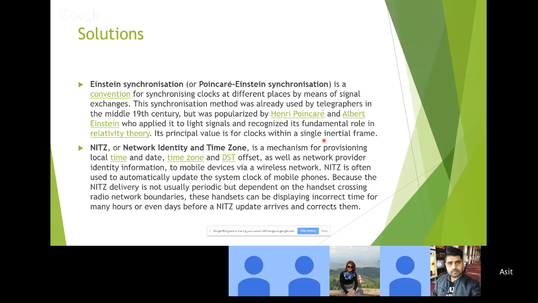Then the other one is NITZ, or network identity and time zone, which is a mechanism for provisioning local time and date, time zone, and DST offset, as well as network provider identity information to mobile devices via a wireless network. NITZ is often used to automatically update the system clock of mobile phones because the NITZ delivery is not usually periodic but depends on the handset crossing radio network boundaries. These handsets can display incorrect time for many hours or even days before a NITZ update arrives and corrects them.